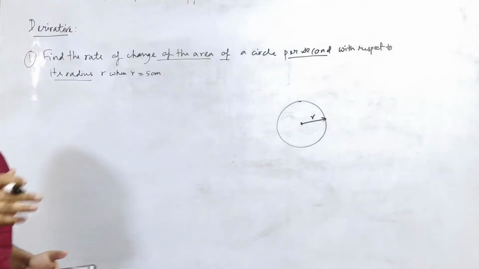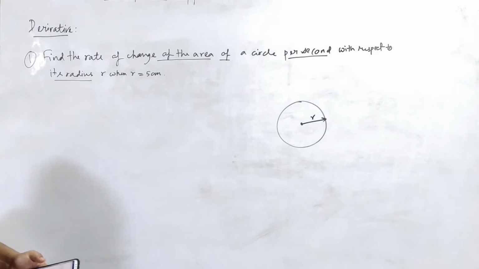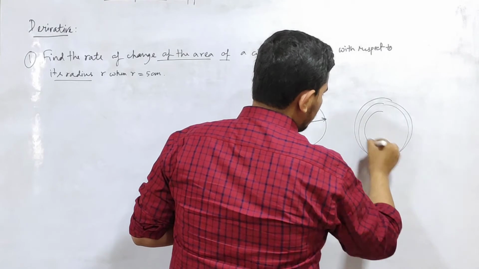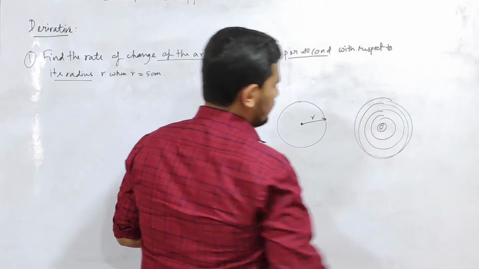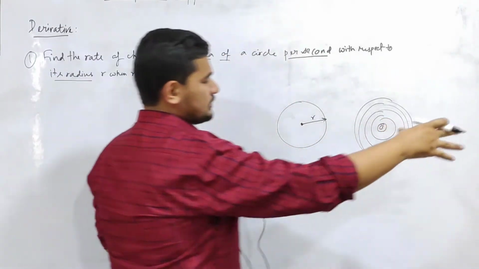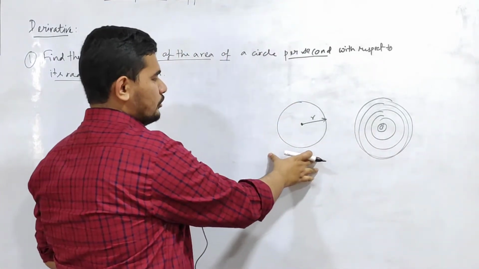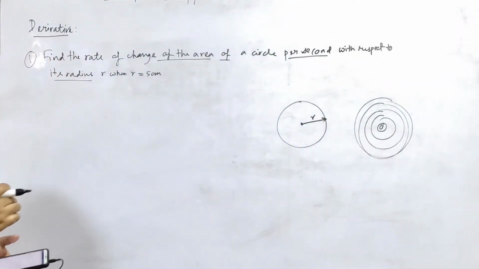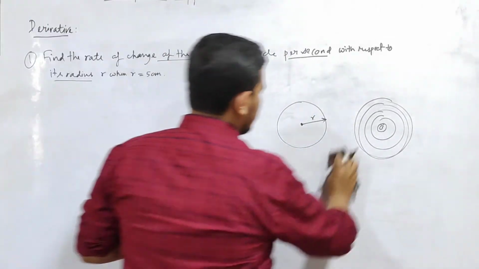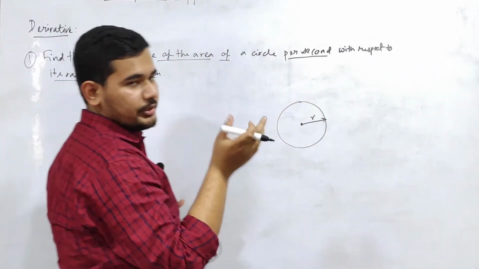For this problem you can have the physical picture of a pond. In your village or in your city also there are ponds in which if you throw a stone, you can always get the feel of this problem. When you throw a stone, there are some waves of disturbance which propagate from the point of impact to the surface of the pond. So this is the same kind of problem which we will express mathematically. So this is the physical picture of this problem. We need to find out the change in area with respect to time.